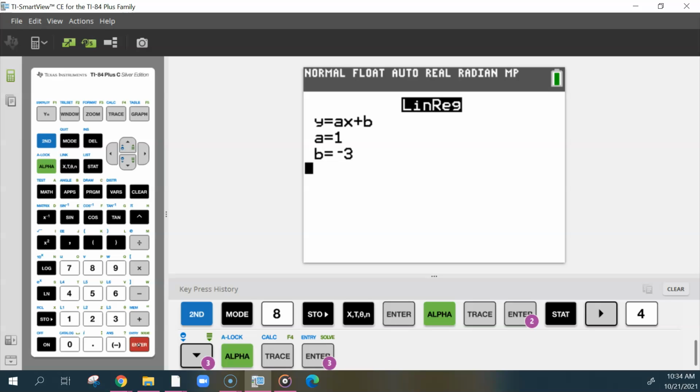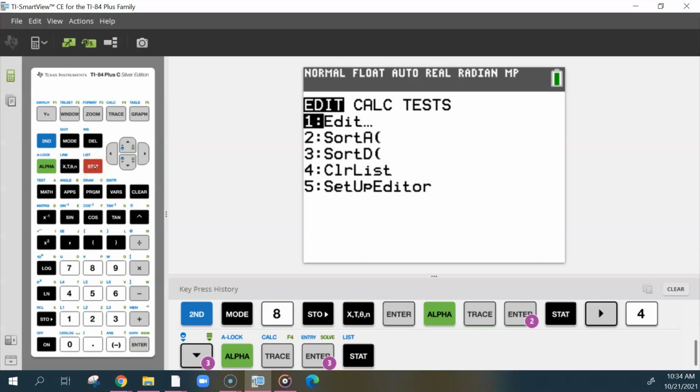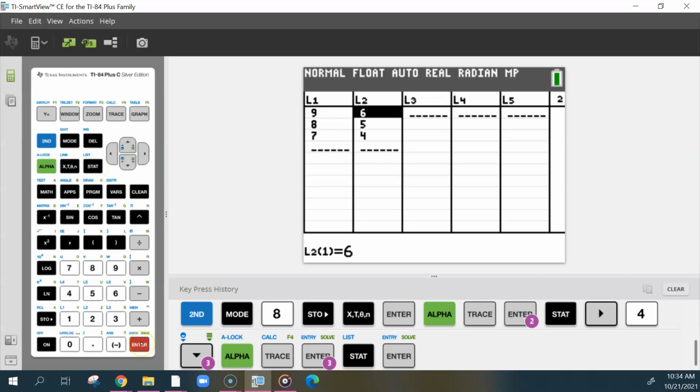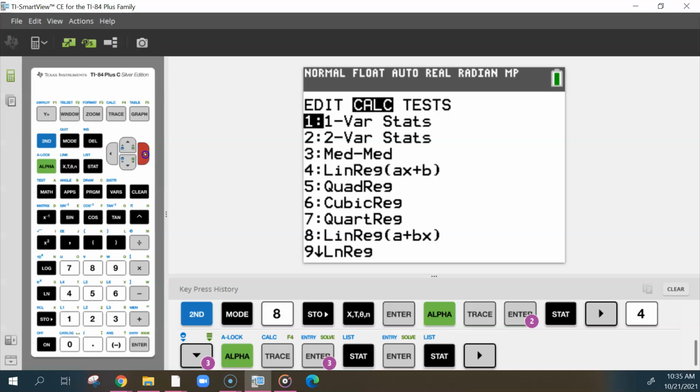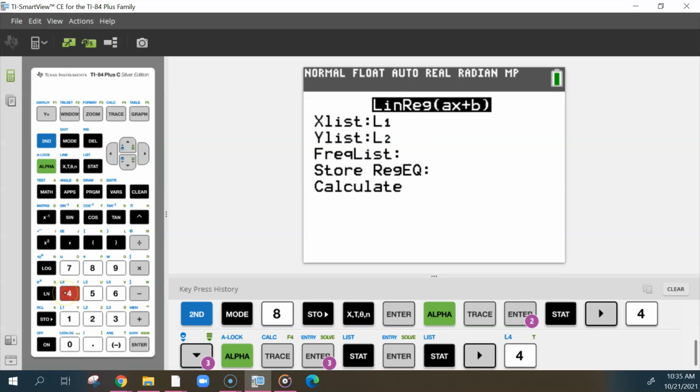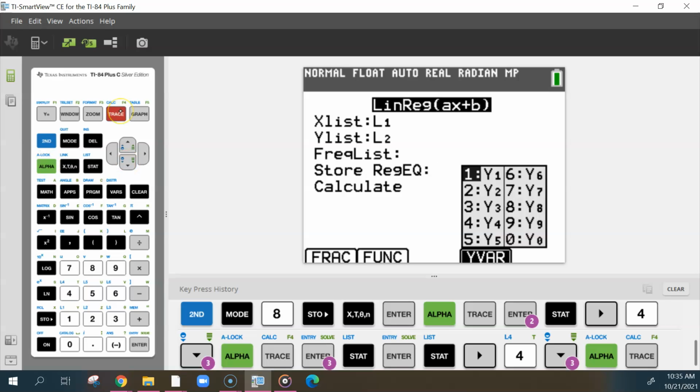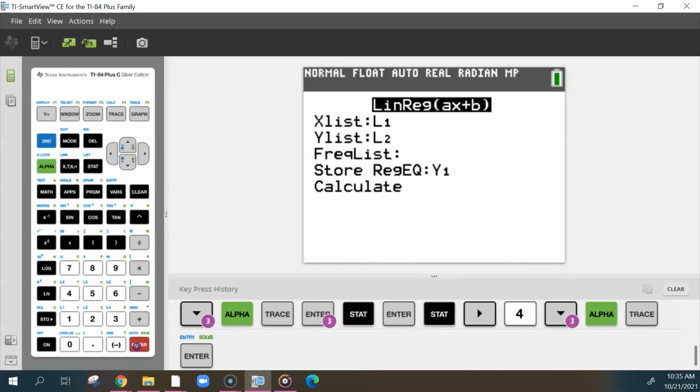Go over which part? So put your information, go into stat, go into edit, put your data there, go back to stat, and scroll over to calculate, go to number 4, scroll down to store regression equation, hit alpha trace, whatever equation you want, again, hit enter 2 more times.